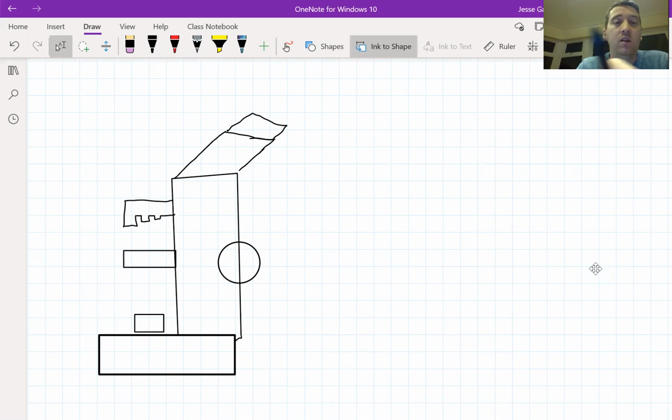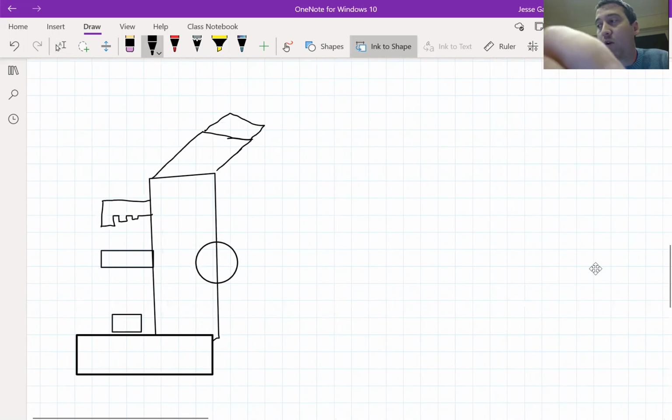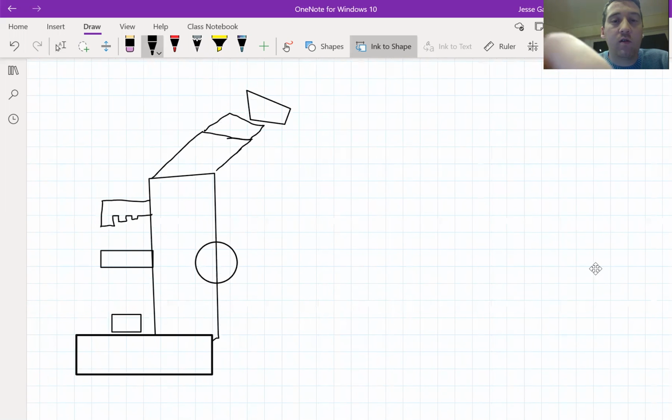This area up at the top that I'm going to draw here, this is what we call the eyepiece. The eyepiece is the bit that you look through. So this here is an eye and it's looking into the eyepiece. The eyepiece is the bit that you look through.